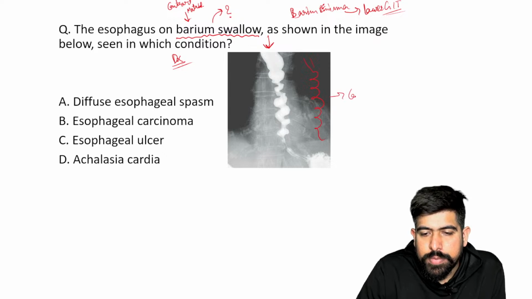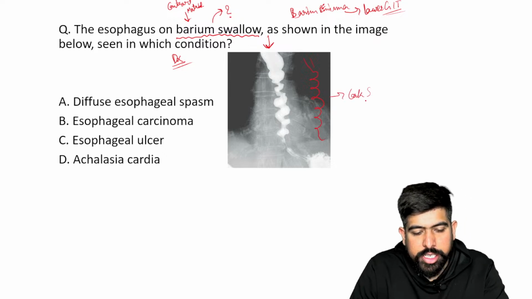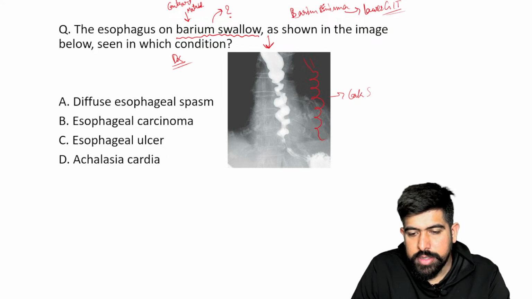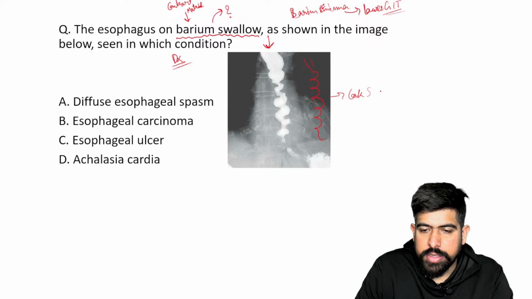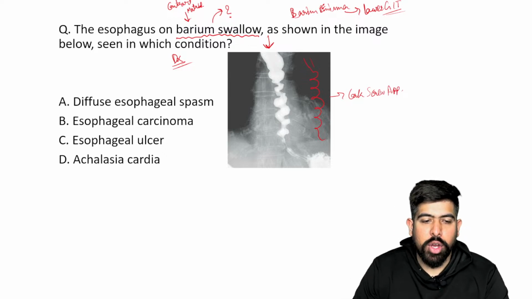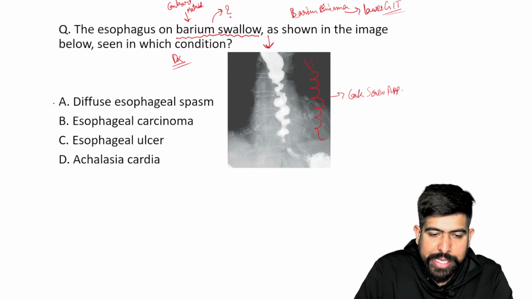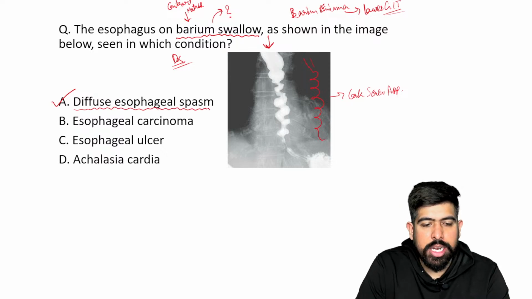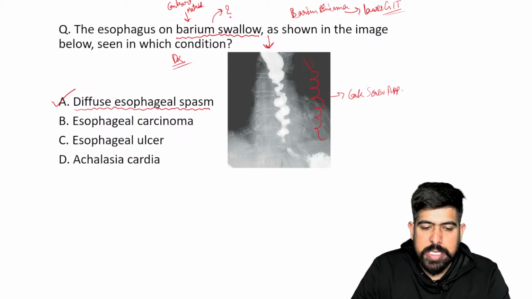Yes, so it is having the corkscrew appearance. Very good. The corkscrew appearance is the classical image of diffuse esophageal spasm. So the answer here is diffuse esophageal spasm.